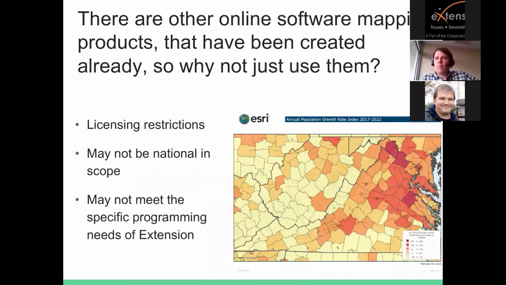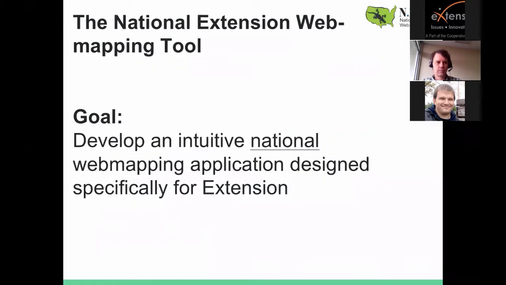And then there are some mappers that don't meet the specific programming needs of cooperative extension. So we tried to create a mapper that brought all of these things together. And that brings us to our goal. Our goal was to develop an intuitive national web mapping application tool designed specifically for the National Cooperative Extension System. And that's a big thing to do because extension is so many things, but we had to start somewhere. So this is where we started.